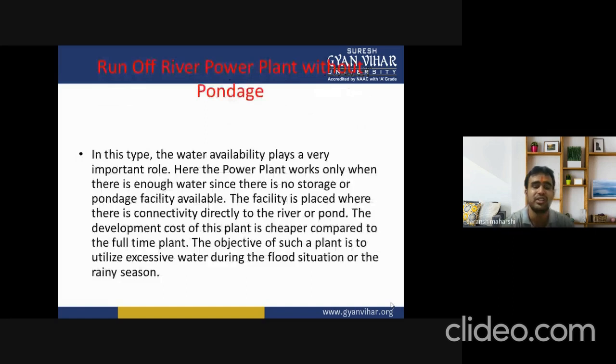First of all, we will discuss the run-off river power plant without pondage. In these types, the water availability plays a very important role. Here, the power plant works only when there is enough water, since there is no storage or pondage facility available. The facility is placed where there is a connectivity directly to the river or pond. The development cost of this plant is cheaper compared to the full-time plant. The objective of such a plant is to utilize excessive water during the flood situations or the rainy season.